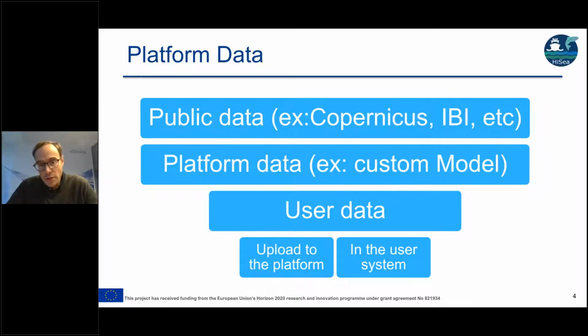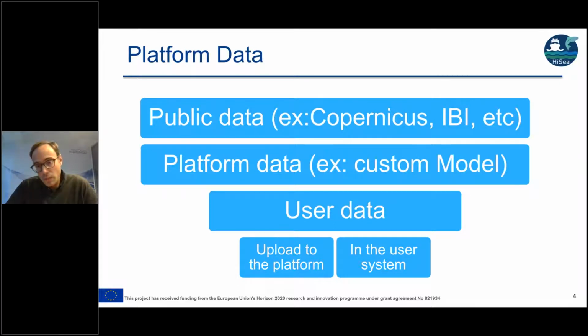The platform there is just a way to help you consume this information in a streamlined way. The second one is the platform data, for example, custom models. I'll also show you some satellite imagery that is produced by partners in the project like Argans. This of course has an added cost because it has added value. So there is of course a trade-off. It has a bigger cost, but it also has higher resolution.